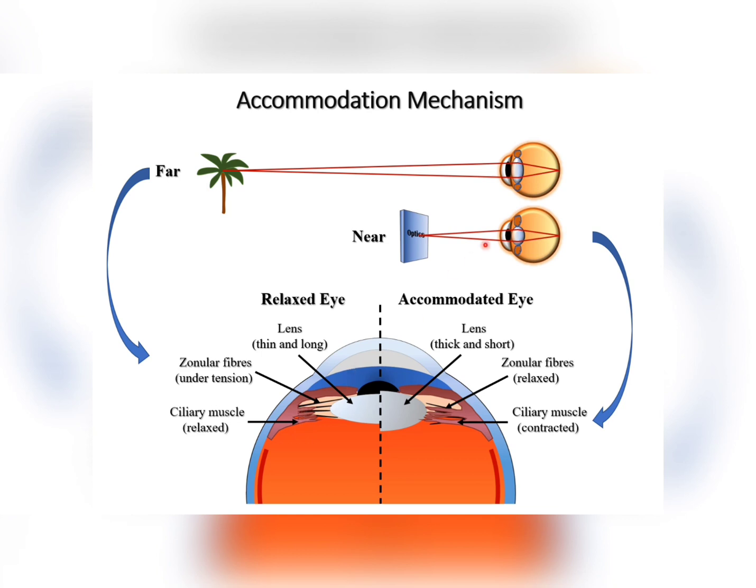On the other hand, when the person is looking at a near object, let's say for reading or looking at our phone, then the eye is in an accommodative state. Then the lens becomes thick and short like that, and you can see here as well. In that case the zonular fibers are relaxed, but the ciliary muscles are contracted with the lens itself. So it is a well-known fact that the ciliary muscles play a very important role in the accommodation process.